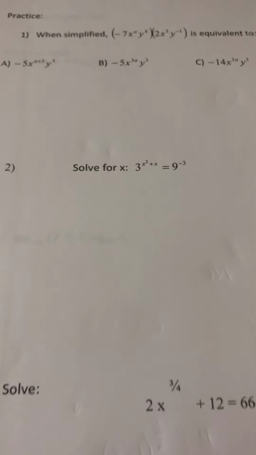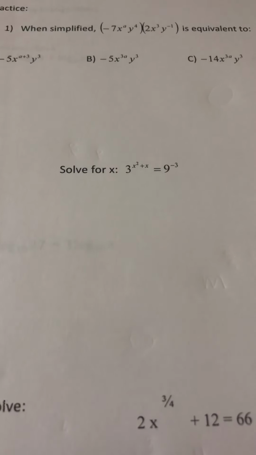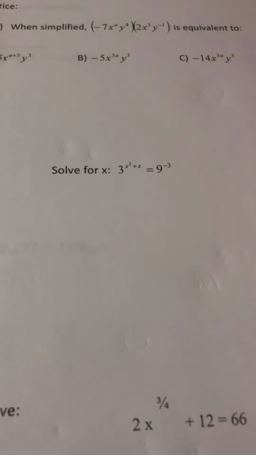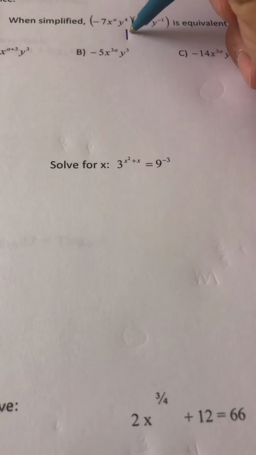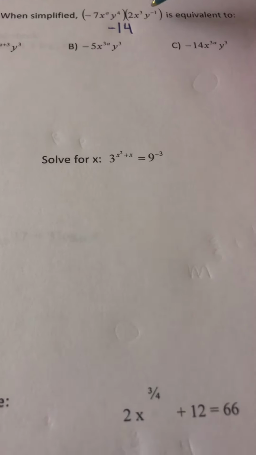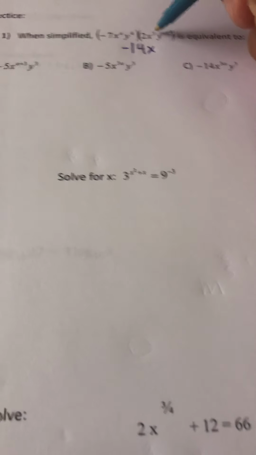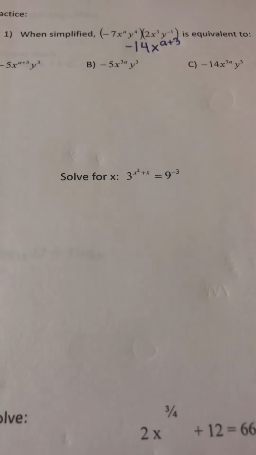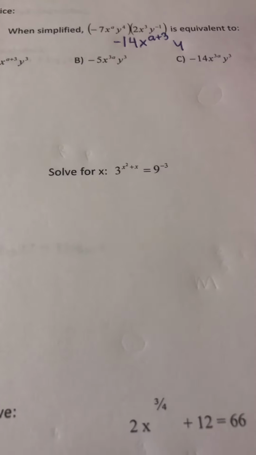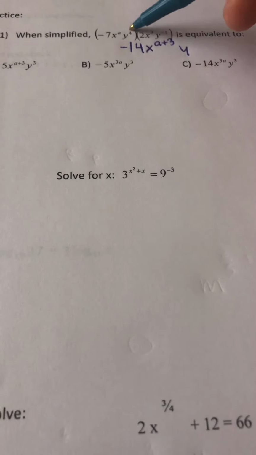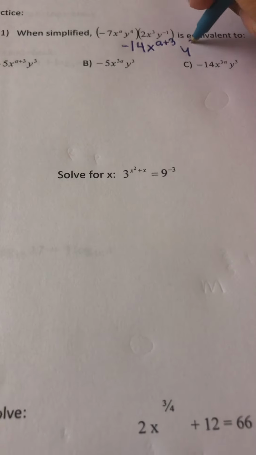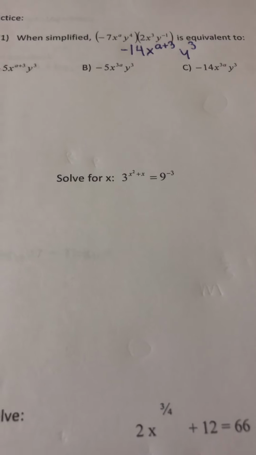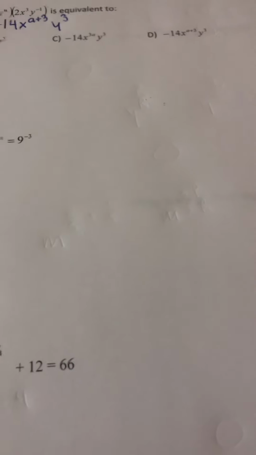Next thing I want you to do is turn over to the practice. We're going to do some more review type questions. So for this one, this says when simplified, we're going to multiply our coefficients. So negative 7 times 2 is negative 14. We add the exponents of the like letters. So 3 plus a, or a plus 3, is a plus 3. We cannot combine them, they're not like terms. For y, we multiply and we add the exponents. You have 4 plus a negative 1, which would be to the 3rd. So our correct answer for this one is going to be choice D.